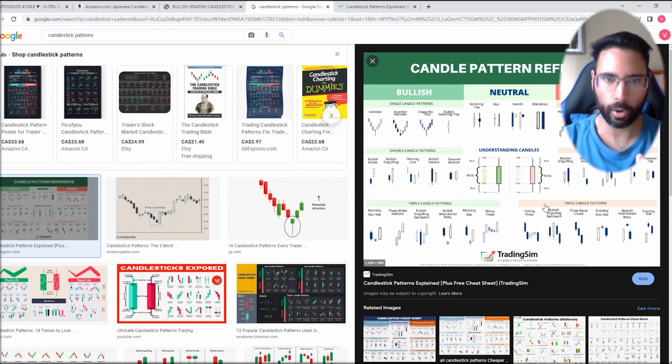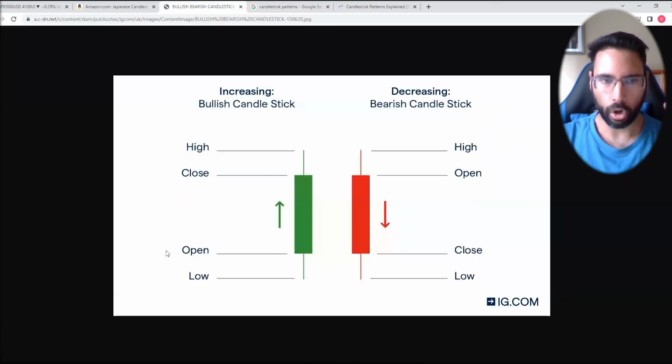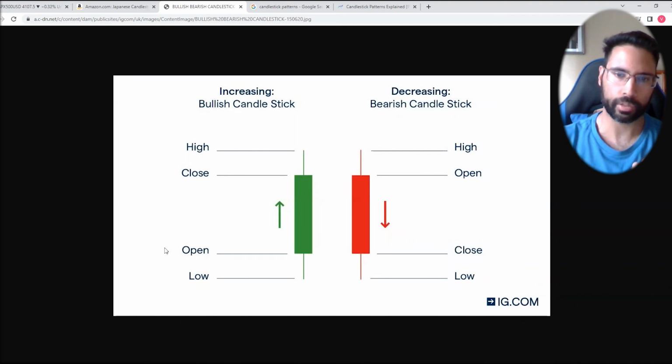So for now, just focus on being able to read a simple candlestick here. Again, the key is in a green candle, the close is higher than the open, and in a red candle, the close is lower than the open. Using this will improve your trading. Believe me, this is just the start, but we're going to put all this together in future videos to make you a technical trader master.